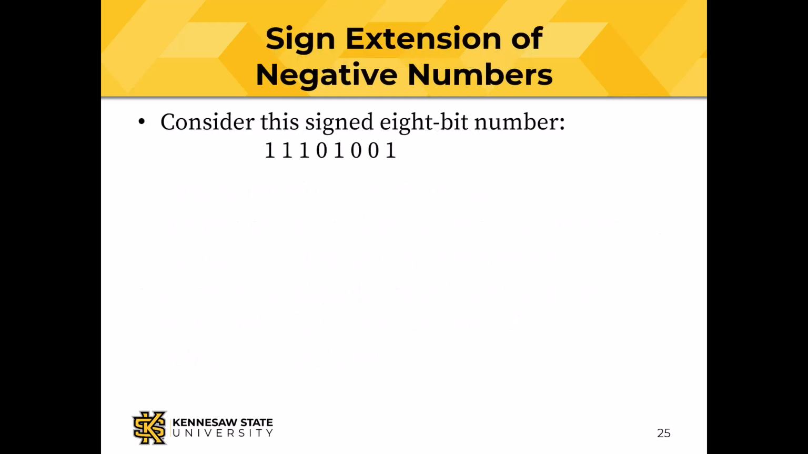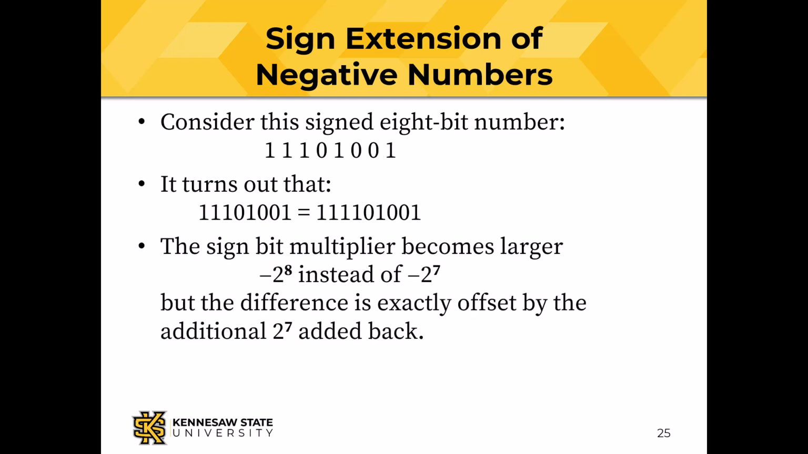Now, let's consider this signed 8-bit number. There's a 1 bit in the sign bit, 11010001. It turns out, and you can prove this to yourself, that 11010001 is exactly equal to 111010001. The sign bit multiplier becomes larger. It becomes minus 2 to the 8th instead of minus 2 to the 7th. But the difference is exactly offset by the additional 2 to the 7th added back.